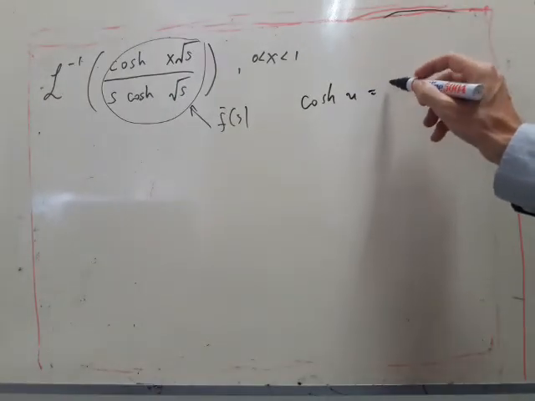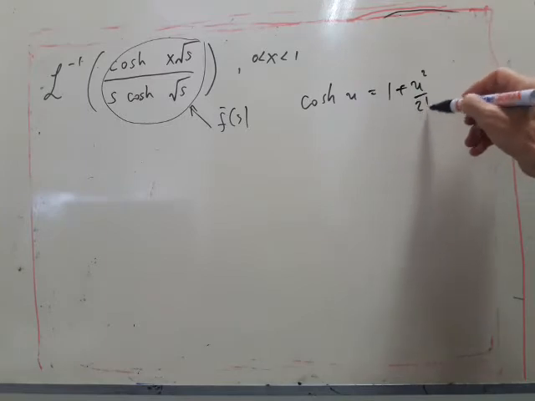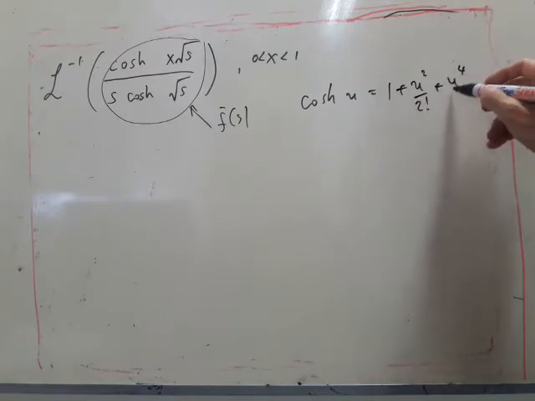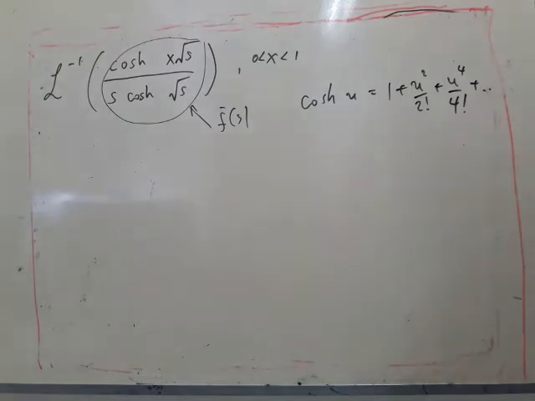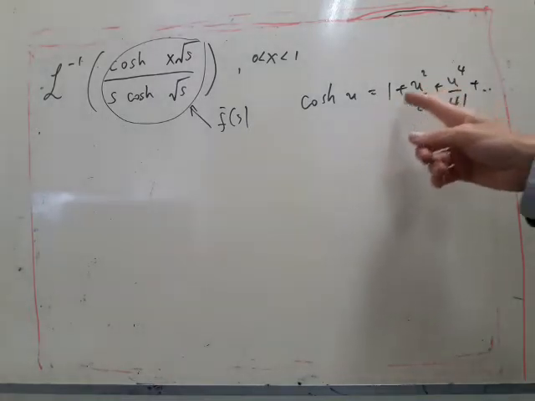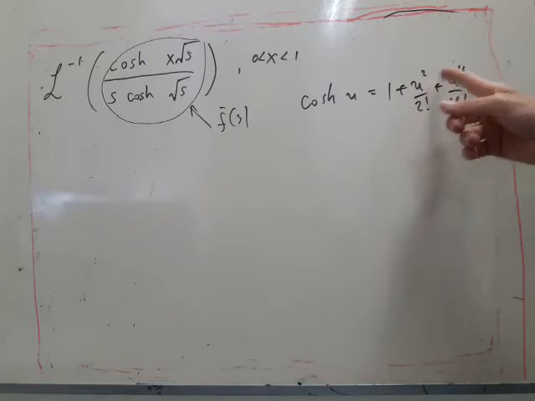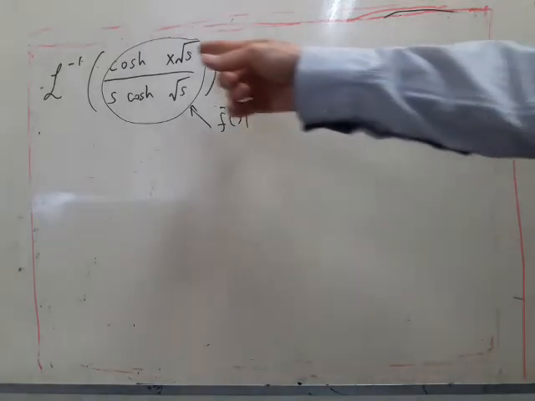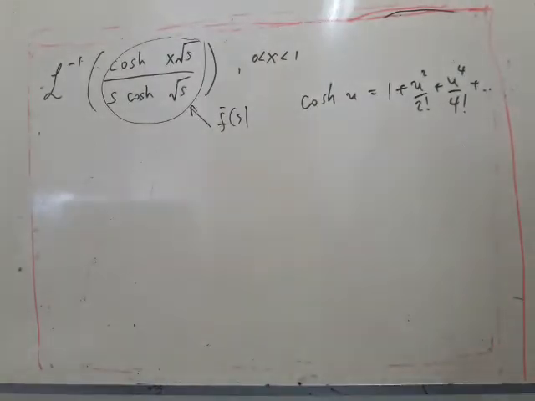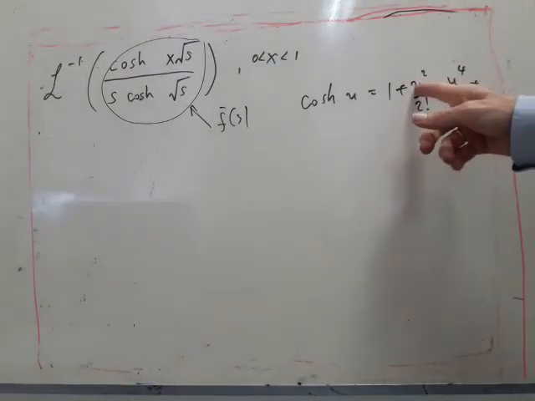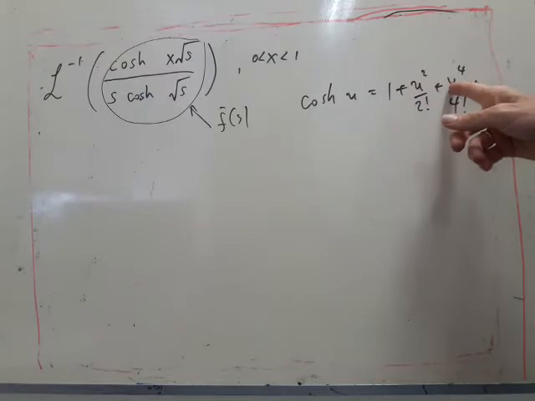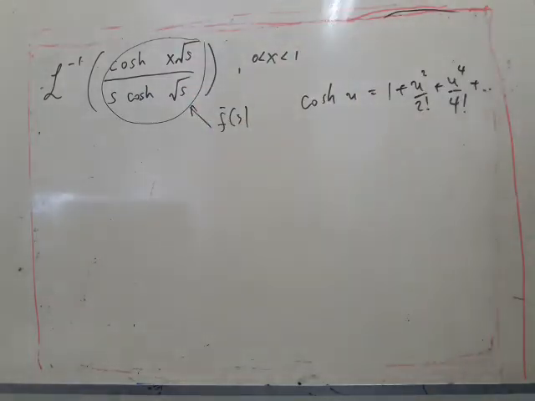So cosh u is basically the same expansion as cosine, except it's all plus signs. So basically, when you expand cosh u, you've got u squared, u to the power 4, you've got even powers. So something like x root s turns into x squared s squared. There's no square root anymore. So although it looks like it has a branch cut, in fact it doesn't. There's no discontinuity along the real axis.